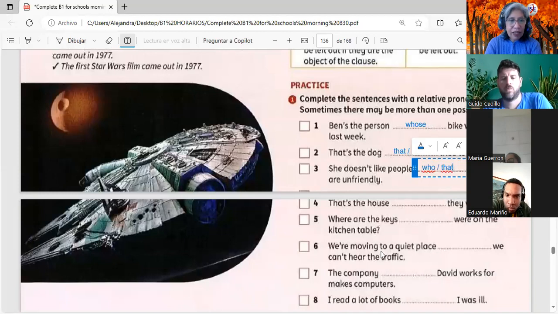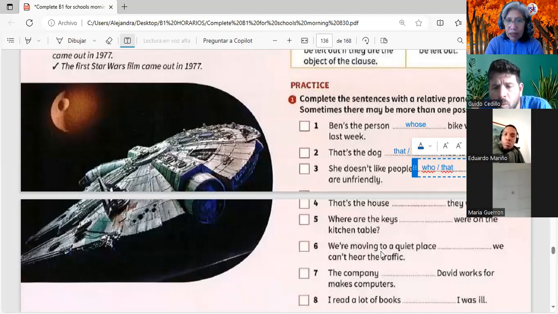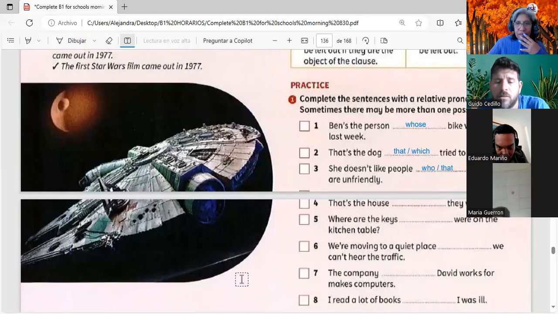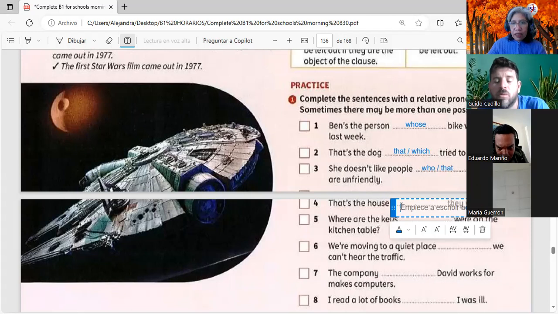Where? Okay, Guido, do you agree with where? That's the house where they want to live in. Do you agree? We're talking about the house. Maria says where. Do you agree with where? Yes. Eduardo, no problem with where? No, no problem. Yes, it is where, because I'm talking about the place, the house.